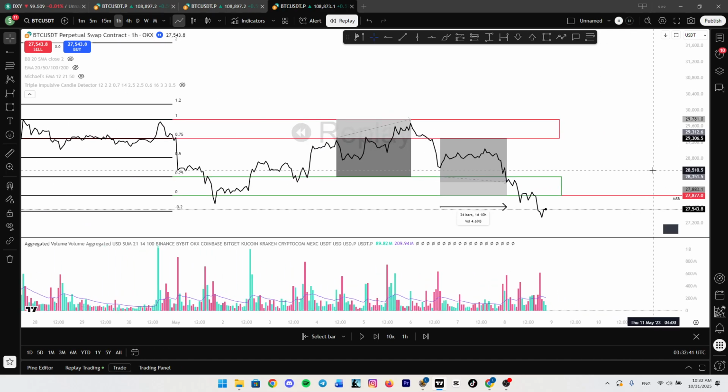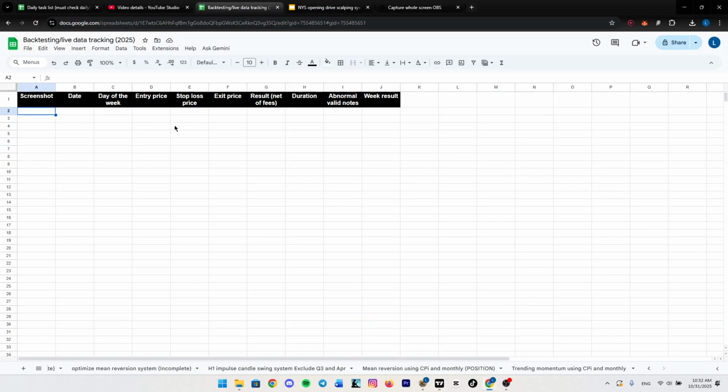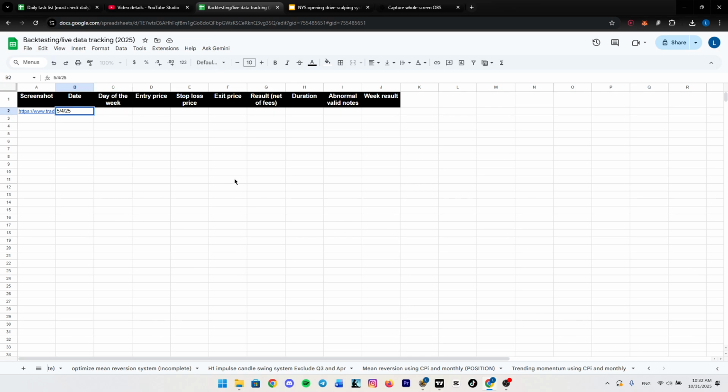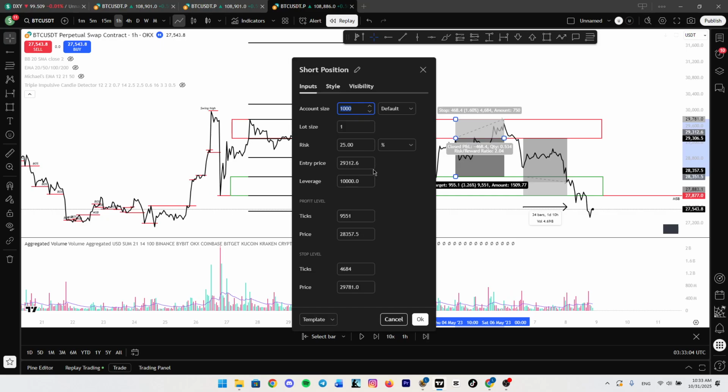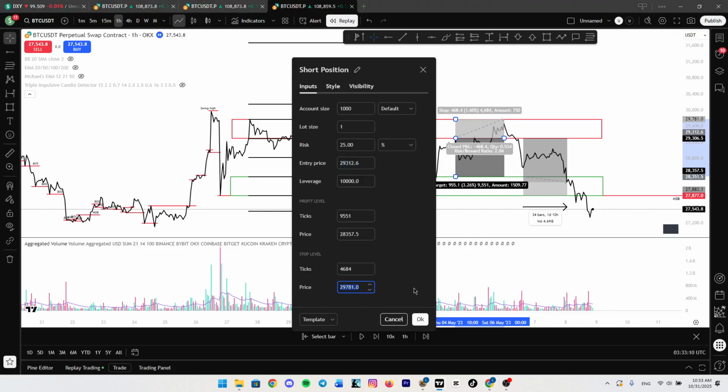First of all, you have to start off by taking a screenshot. Paste it over here. For the first trade, you check out the dates. It's on May 4th, 2023 at 10 a.m. UTC. The day of the week is Thursday. Now the entry price, double tap on this, copy this, make things fast. Speed is everything as well in backtesting. You don't want to waste time doing things slowly, or else you're gonna waste time.